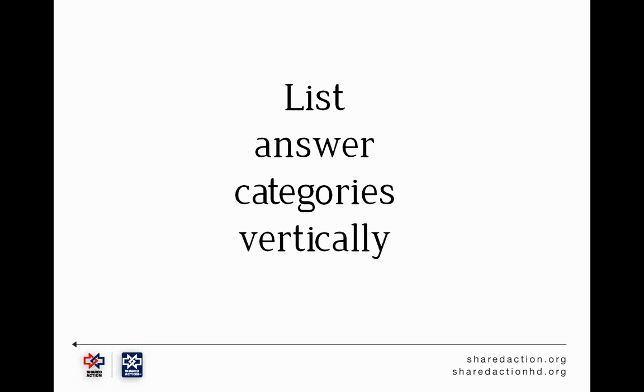List your answer categories vertically. This is another one that's very frequently gone against, and it's kind of okay to go against this because this can take up a lot of space. My personal recommendation is don't break this. Always list your answer categories vertically, and keep in mind that just because your survey is 20 pages instead of 15 pages, it doesn't mean it's going to take them longer to answer it.